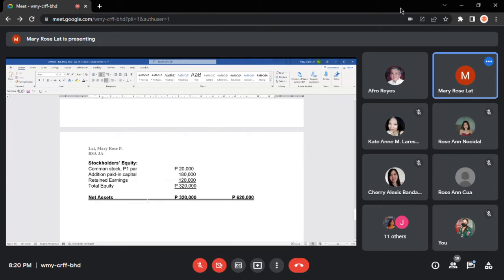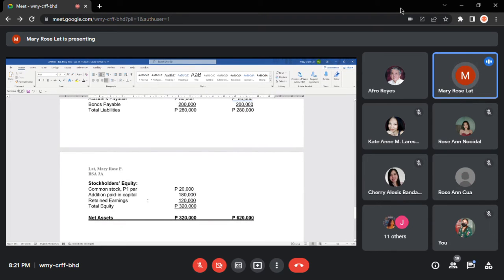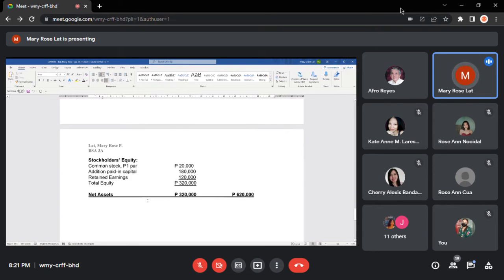Stockholders' equity. Common stock, par value, 20,000. Additional paid-in capital, 180,000. Retained earnings, 120,000. The total equity is 320,000. Net assets at book value is 320,000 and the fair value is 620,000. That's all. Thank you po.